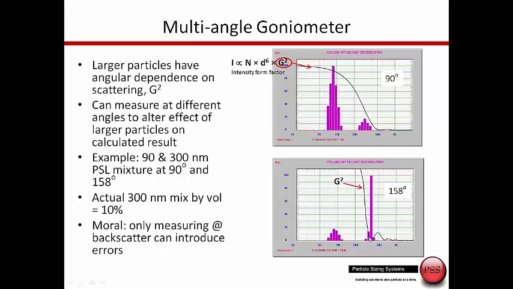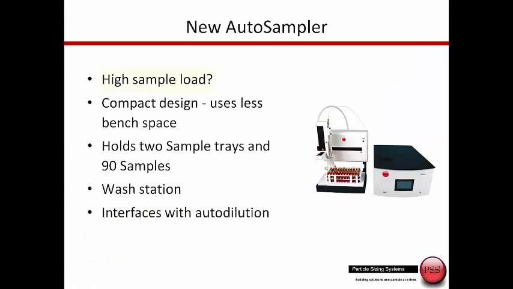So this is the kind of sample where there's a lot of benefit by having a goniometer, and just measuring always in backscatter is not the best way to measure every single sample. We can also measure many samples if you have a high sample throughput. The auto sampler can measure up to 90 samples loaded in a tray. Program the system, walk away, and get all of the results.